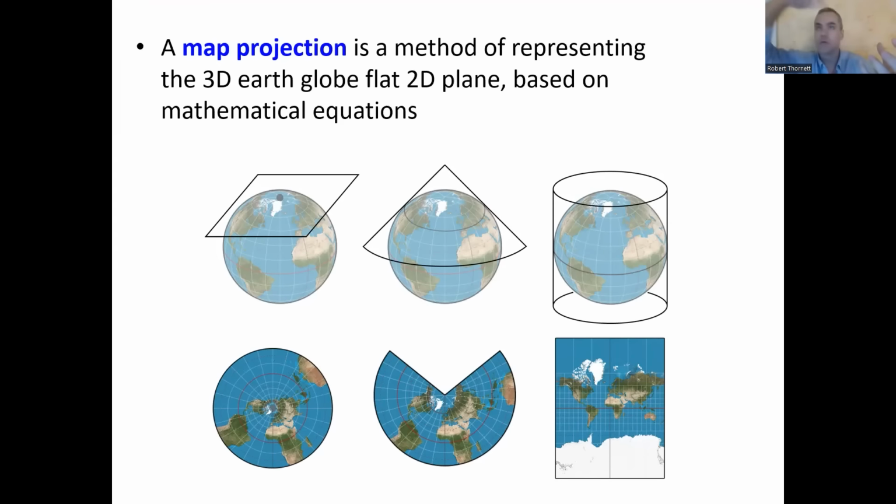Where does New York go on 2D? Okay, here's 3D New York, where's 2D New York? Here is Richmond in 3D, where does Richmond go on the map in 2D? That's the idea of a map projection. It's a method of doing that.